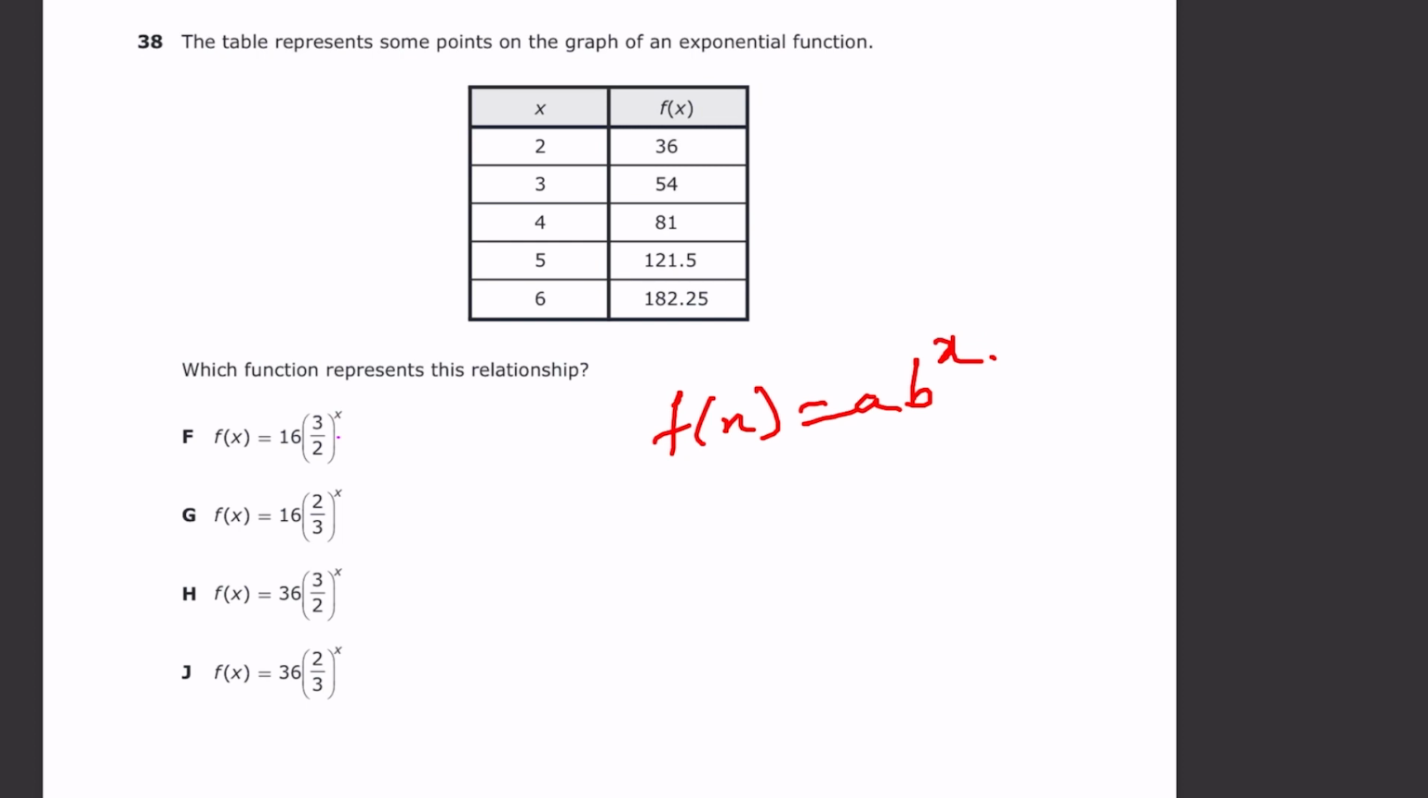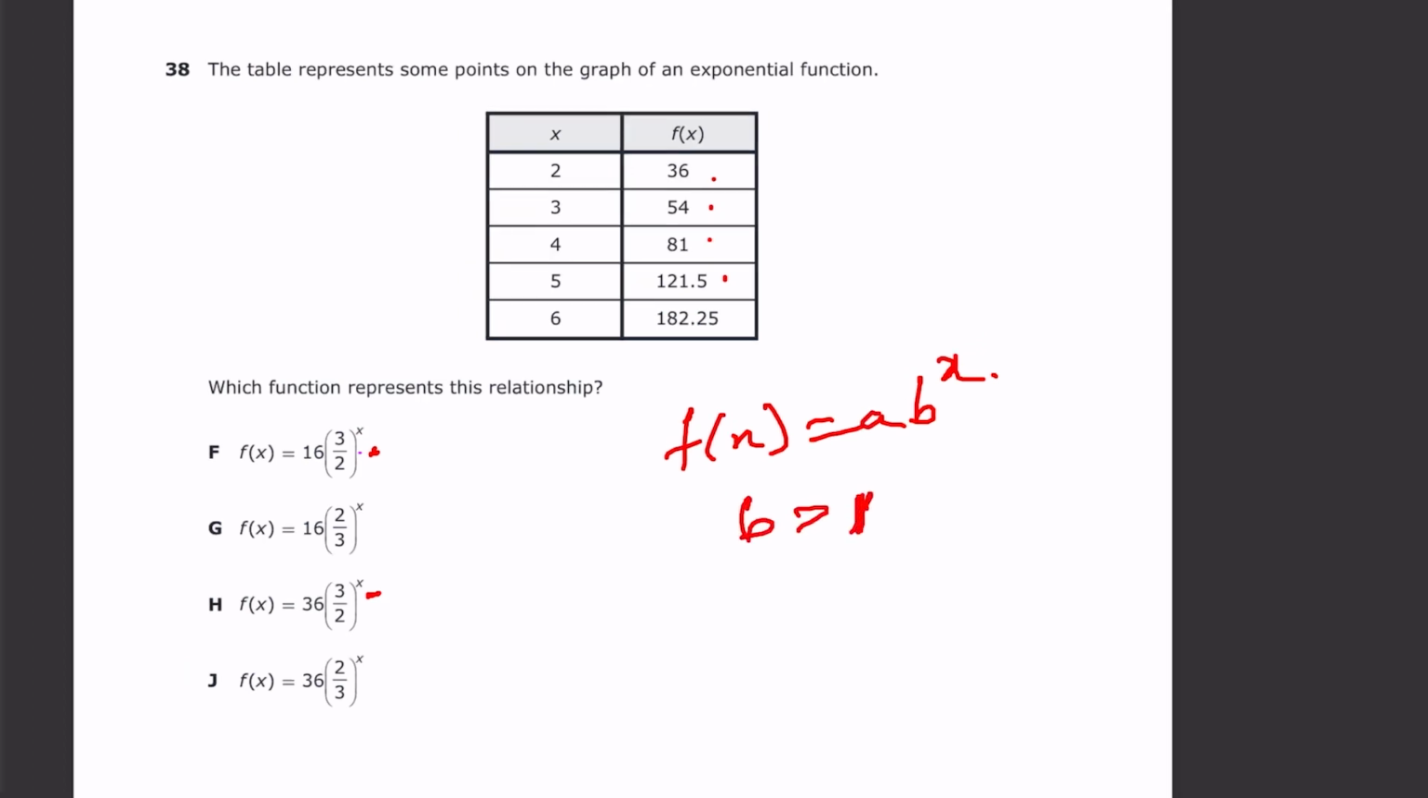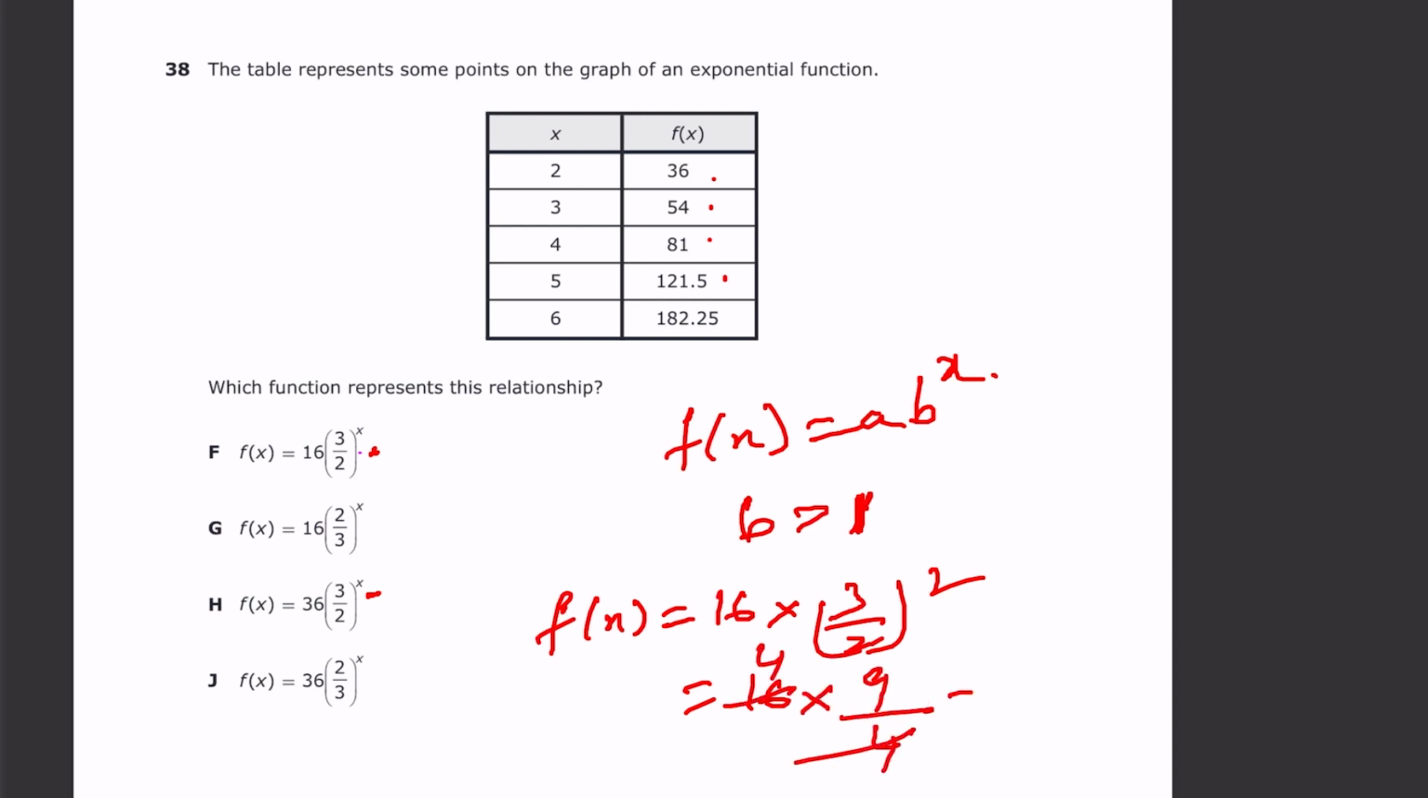It is increasing: 36, then 54, then 81, then 121, then 182.5, and so on. So b is greater than 1 over here. Now what we can do is check one of the values by substituting in this and seeing whether we get the answer. We'll put in the first values. f(x) is equal to 16 into (3/2) whole squared. We have to get 36. If 36 is coming, then that is the answer. So you're getting 16 into 9/4. 4 fours are 16, so 36 is the answer you're getting. Therefore for the first one it is true.